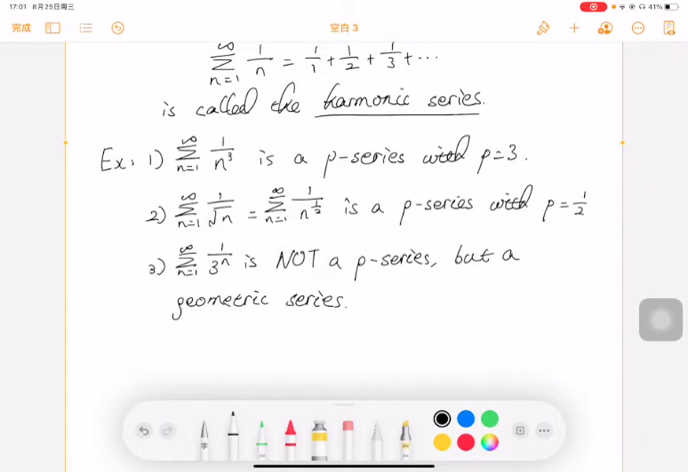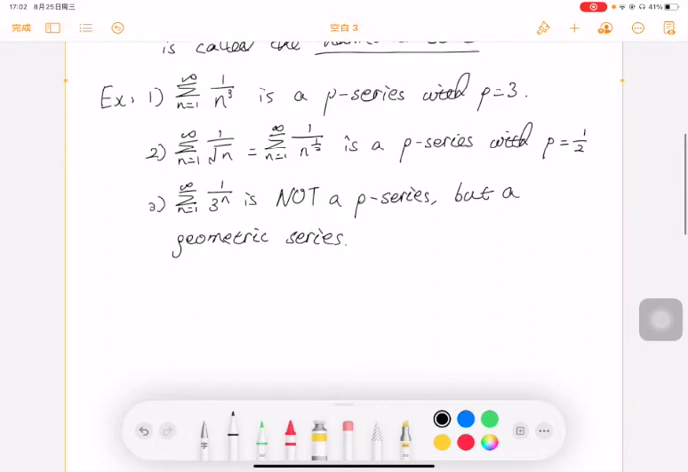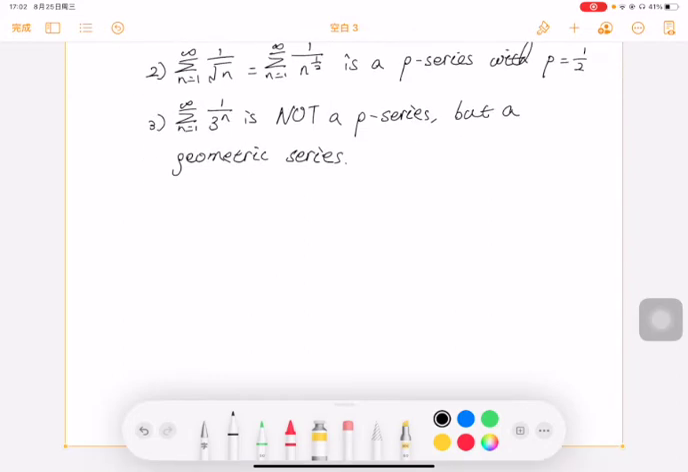So the geometric series and P-series can look very similar. You just check whether the summing index n is in the exponent or the base. If it's 1 over n cubed, where n is in the base of the exponential, then it's a P-series. If you see the base is a constant and the exponent contains n, then it's not a P-series. Okay.